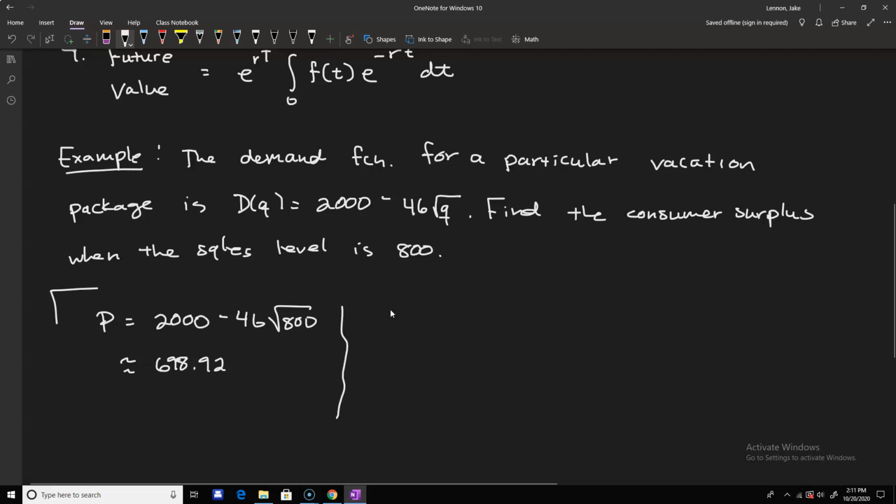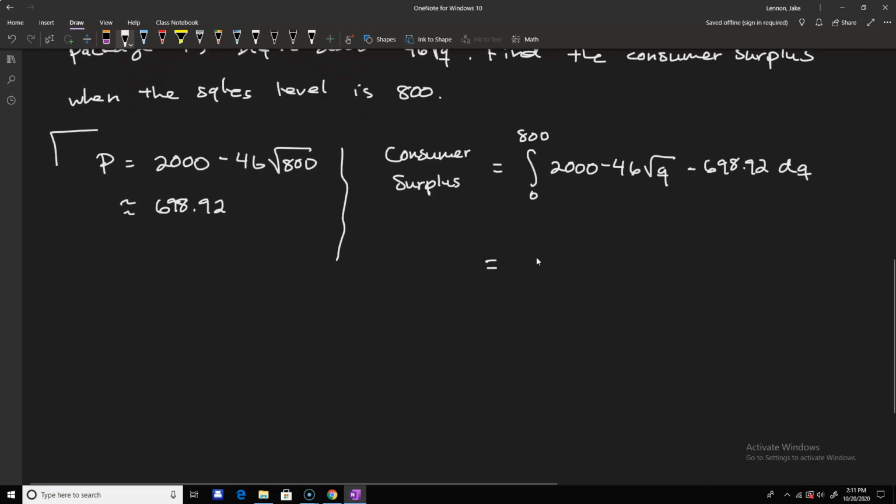So to set up our consumer surplus, we just plug everything into the formula above and then compute the integral. So we're integrating from 0 to 800, 0 to capital Q, and we're going to do our demand curve, which is 2,000 minus 46 square root of Q, minus the 698.92 dQ. And then that will simplify to the integral from 0 to 800 of 2,000 minus the 698.92, which is 1301.08, minus 46. And I'm going to rewrite the square root of Q as Q to the 1/2. Remember, that makes the integration easier because we'll add 1 to that power, so it'll become Q to the 3/2, and then multiply in front by 2/3.